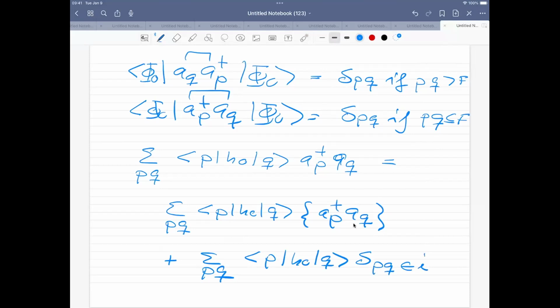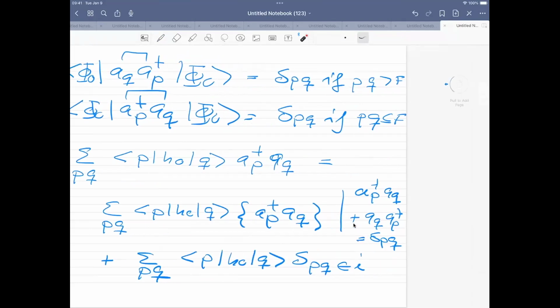And this simply follows from us using the contraction, the anti-commutation rule. So AP, AQ dagger plus AQ dagger, AP is equal to delta PQ. Now, when I have the operator in this specific form, and I'm performing the contraction here, then the only non-zero vacuum-to-vacuum expectation value is given by states below the Fermi level.